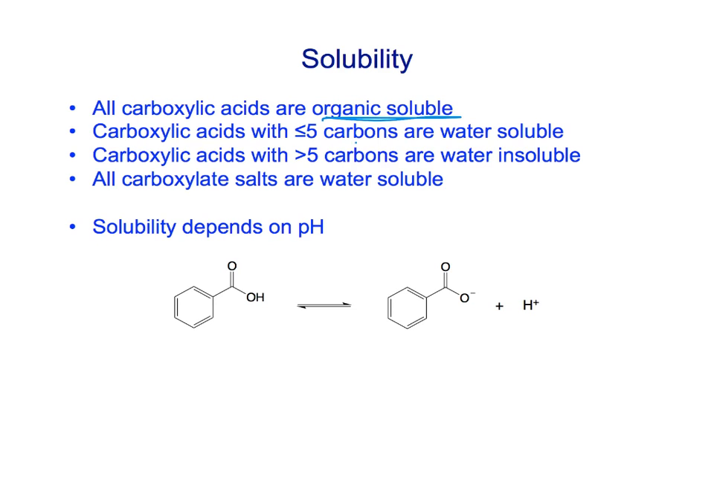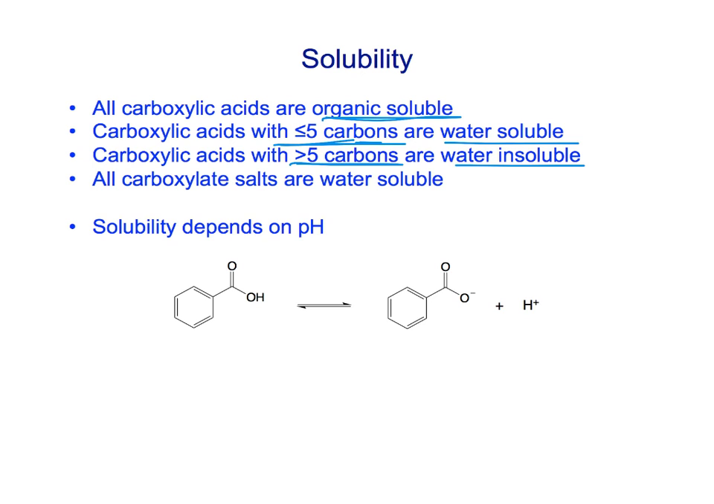Carboxylic acids with fewer than 5 carbons in them are water soluble. So we know that acetic acid, in vinegar, it's diluted in water, right? Because it's water soluble. Carboxylic acids with more than 5 carbons are water insoluble. Okay, so if the chain gets too long, then essentially the alkyl part of the molecule dominates the physical properties, all right?